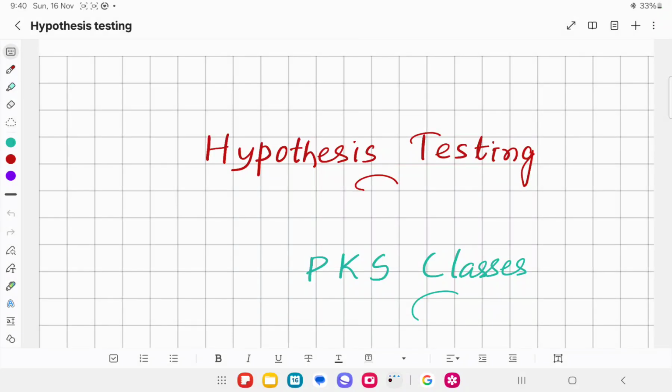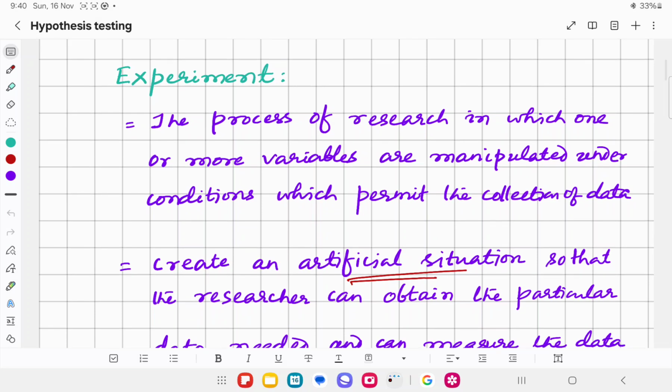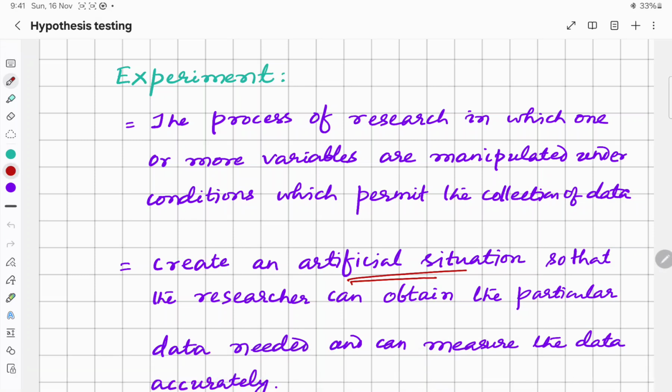Today we will study hypothesis testing. Before we discuss that, let us recall what is experiment. Experiment is the process of research in which one or more variables are manipulated under conditions which permit the collection of data.